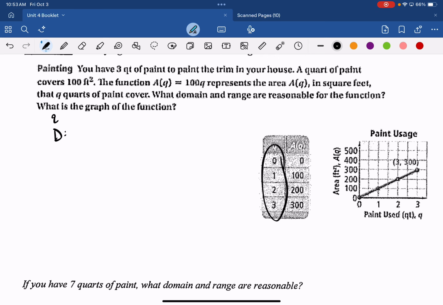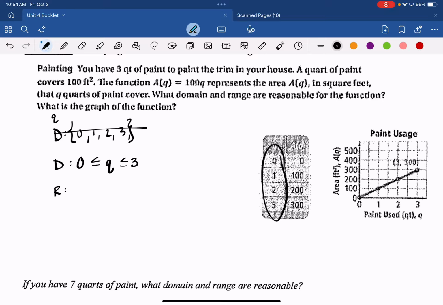If you notice in my chart, I just have 0, 1, 2, 3 listed, okay? However, is it possible to use up a decimal amount of paint? Absolutely. So we need a domain that's going to account for that, okay? So my domain is talking about Q. The lowest amount of paint that I could use is 0, right? I could just not paint at all. So Q needs to be at least 0, okay? But I have 3 quarts of paint to use, so I can't use any more than that. The most I could use is 3.